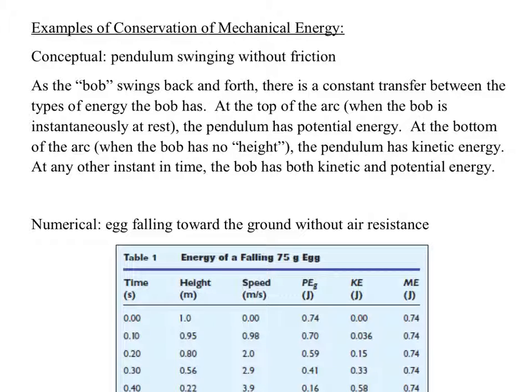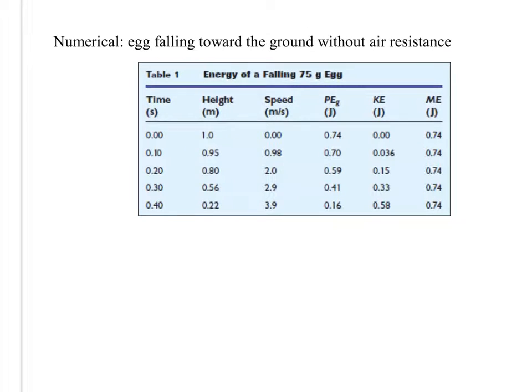So the conceptual idea was the bob swinging back and forth. We already talked about that. The numerical example is what we talked about with the tennis ball. What happens in the beginning? It's at a height of 1 meter. It hasn't been dropped, so the velocity is 0.